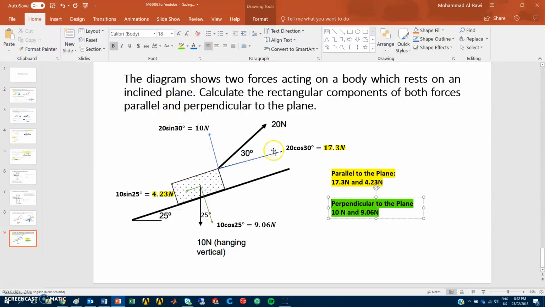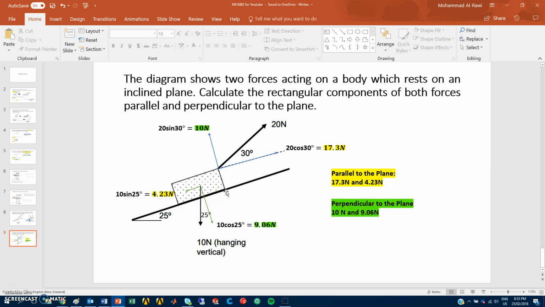I'll highlight them in green and indicate what they represent. This one represents the perpendicular, and the other one here is also perpendicular. Please take into consideration that one is pulling upwards and the other is pulling downwards, so they have different directions. The same thing applies to the parallel to the plane. One is taking it up, and the other is trying to drag it down. That's one of the things you need to distinguish between them.